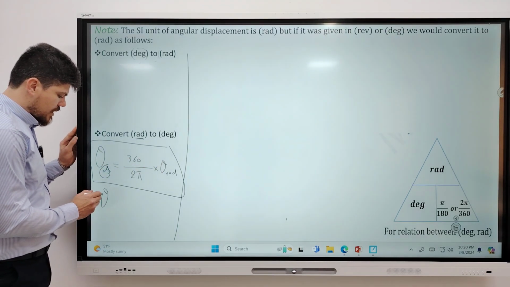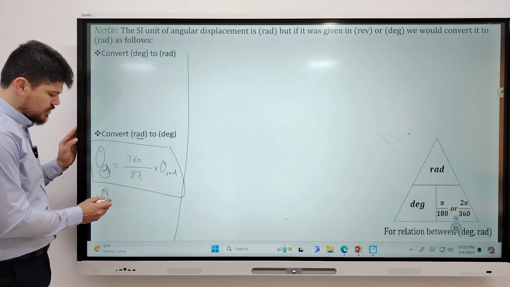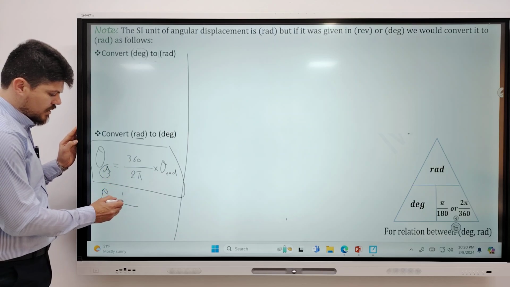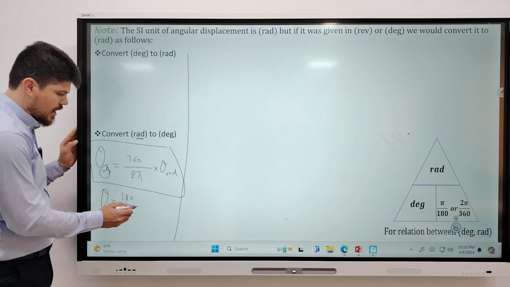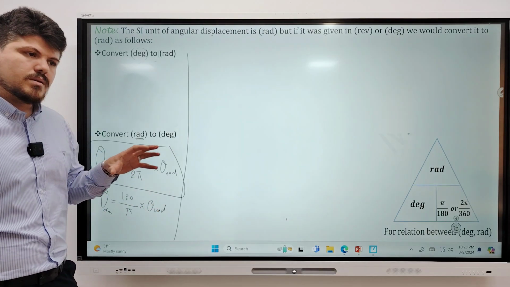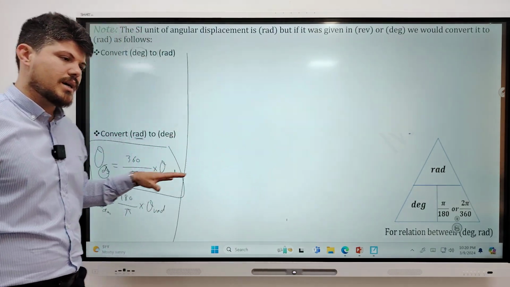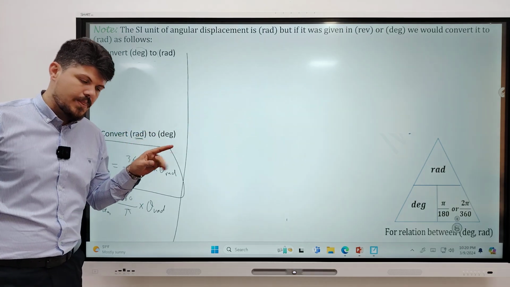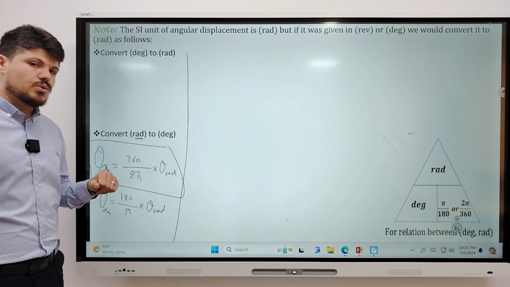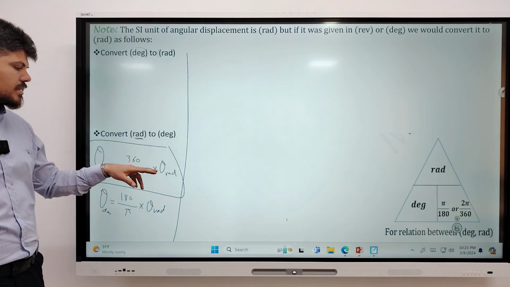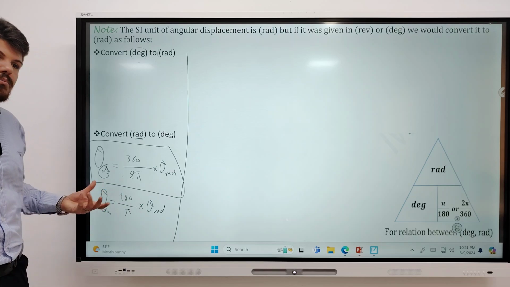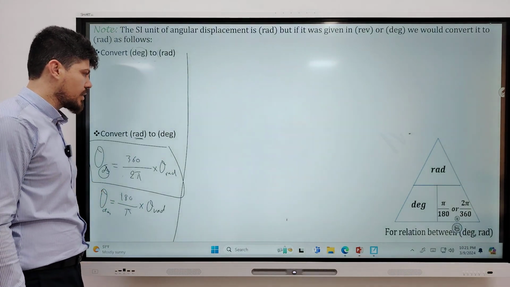Sometimes the student asks, is it possible to write, for example, a shortcut here, 180 over pi? Yes, why not? Sometimes in the exam, they will bring it like that. In which of the following ways can you convert rad to degree? By multiplying theta in rad with 360 over 2 pi or 180 over pi. Both are correct. Be careful.